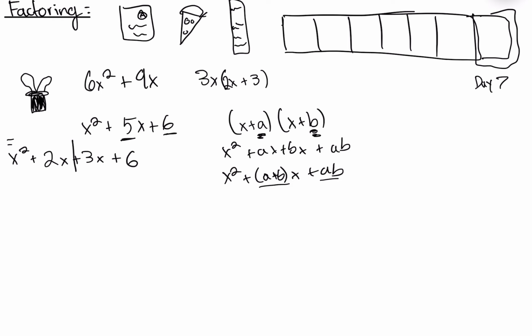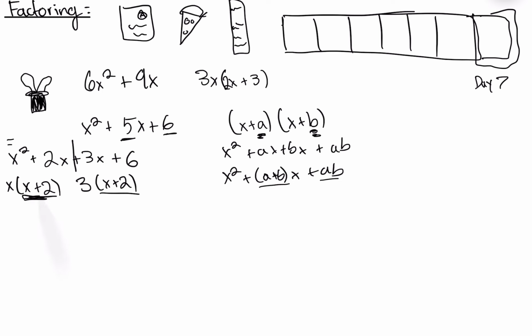X squared plus 2x, what can we factor out there? Well, we can factor out an x, and we're left with x plus 2. 3x plus 6, what can we factor out there? We can factor out a 3, and we're left with x plus 2. Now look here, this is a really important part. This x plus 2 and this x plus 2 are the same. This shows that you have factored correctly.